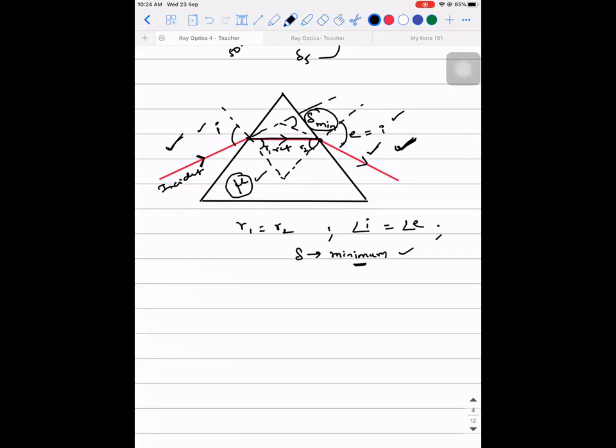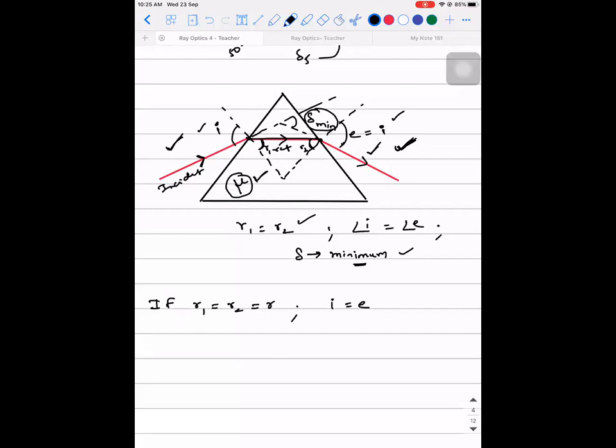Right? This side the angle value is high. If it is 30 degrees, this side also the angle value is the same, 30 degrees. If this side angle R1, let's say, is 45 degrees, this side R2 is also 45. Are you able to understand? So if I say R1 is equal to R2 is equal to R, and I is equal to E, we need to calculate the refractive index. Now we'll go back to the basics.